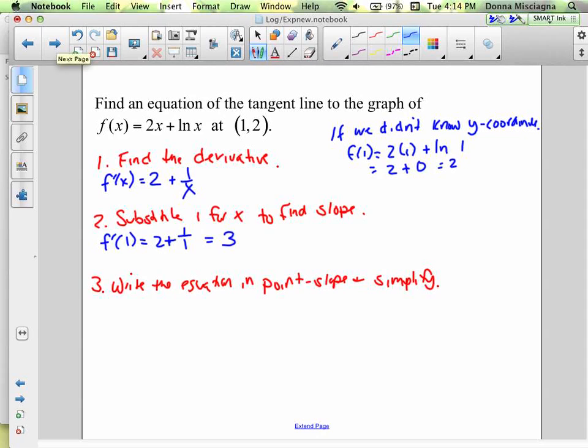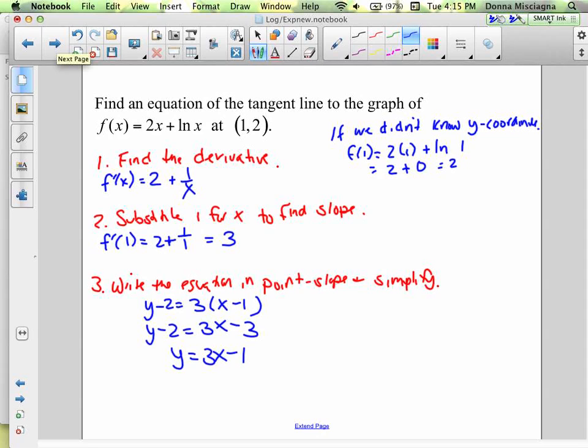All right, so now the equation in point slope form, then we'll simplify. So we have y minus 2 equals 3 times x minus 1, which is y minus 2 equals 3x minus 3, and add 2 to both sides. y equals 3x minus 1. And there we go. All right, so that's simple to find the equation of our tangent line.